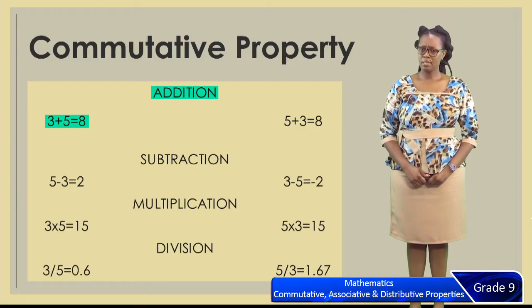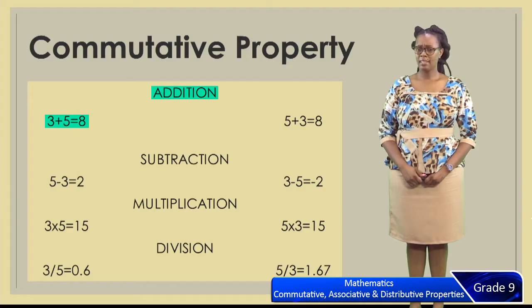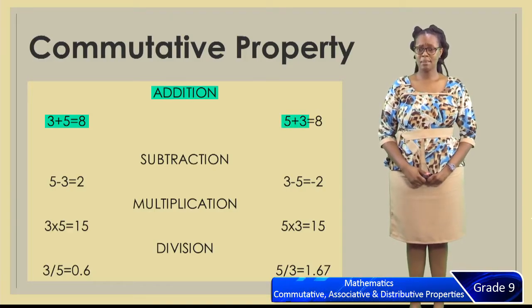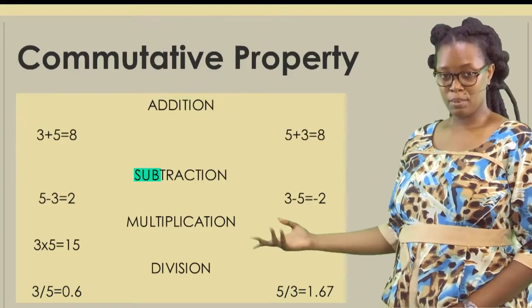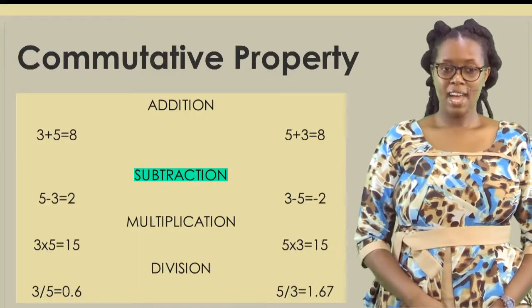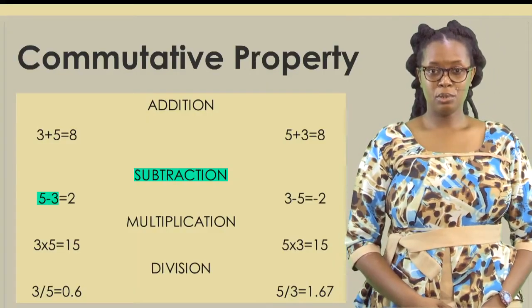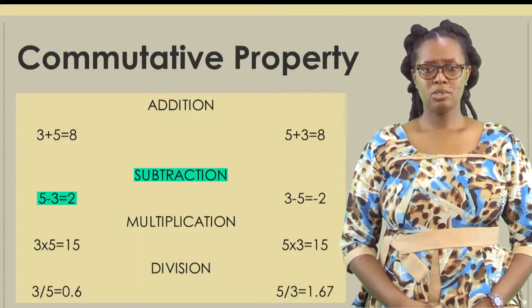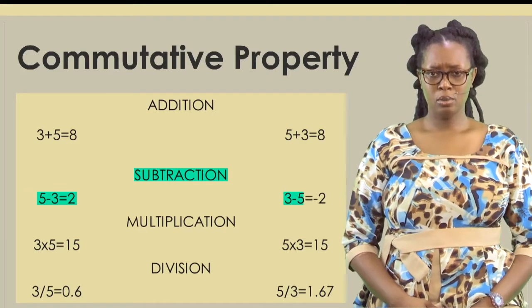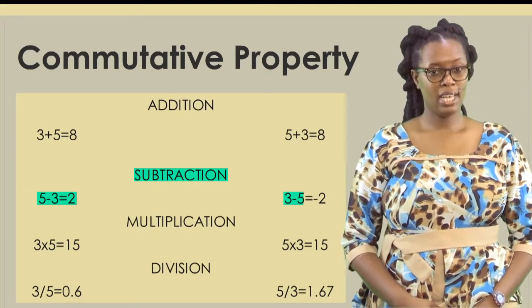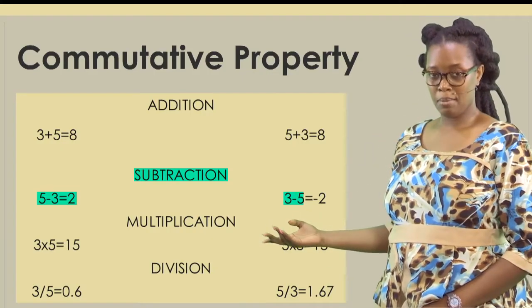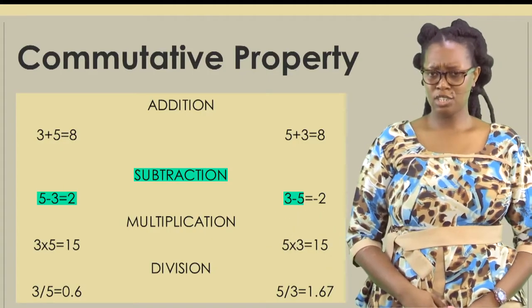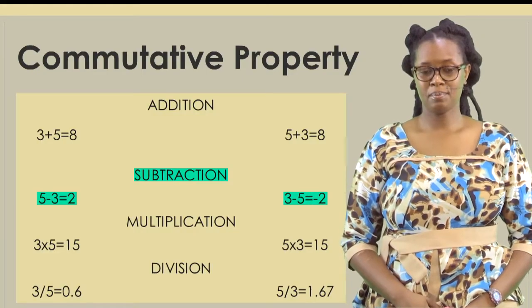But what if we swapped it? What if we have to add 5 plus 3? Would the answer remain the same? It sure will. What if we're subtracting? 5 subtract 3, we know that the answer would be 2. But if we subtract 5 from 3, would the answer still be 2? The answer would not remain the same. So if we swap the numbers when we're subtracting, the answers would not remain the same.